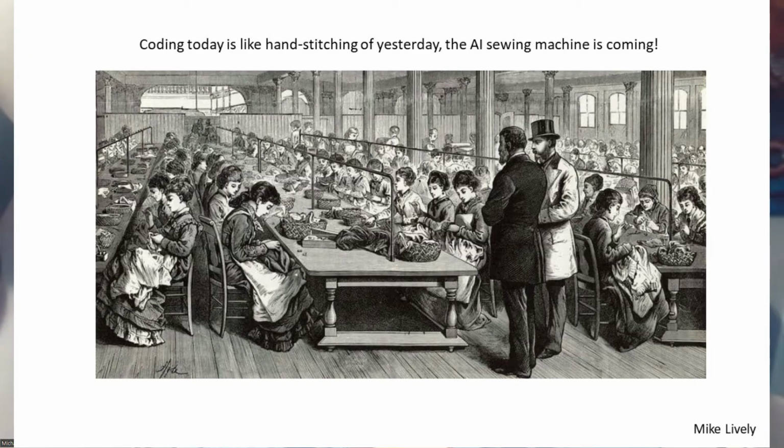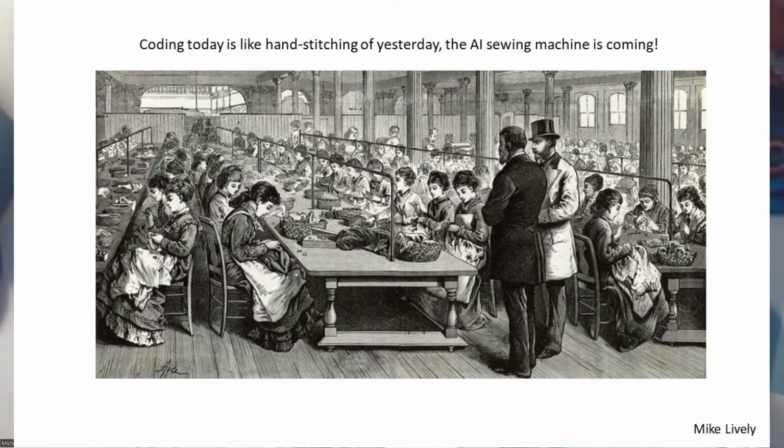With that said, we are in that paradigm shift. Coding today is like hand stitching of yesterday. See all these women in the room stitching away slowly, and then sewing machines came along, and then you fired everybody and you had 10 sewing machines. The same thing's going to happen with coding. We pretty much stitch code together, but we're on that precipice where coding is going to become automatic, done by machines better than humans. We're just not far away from that.